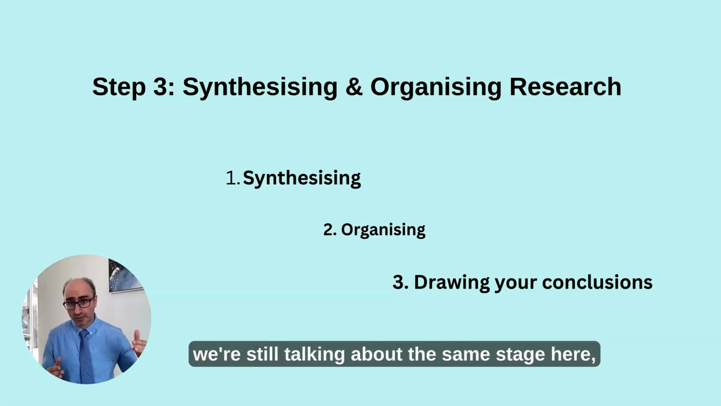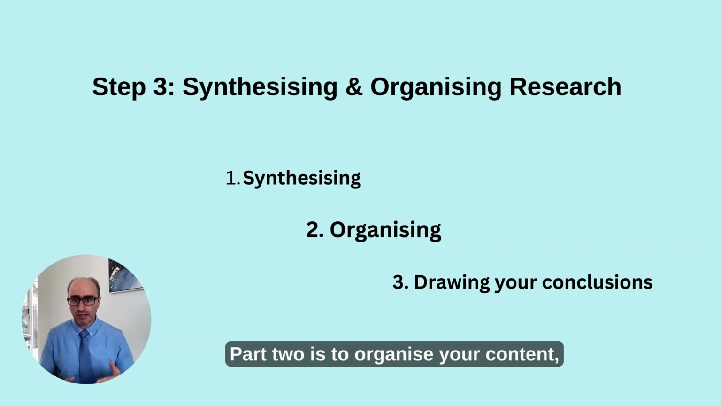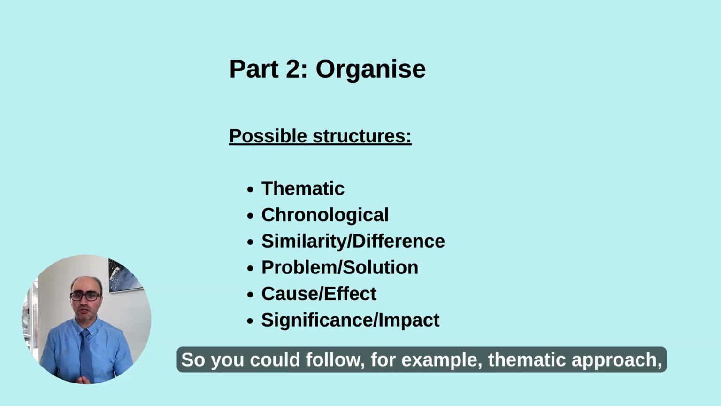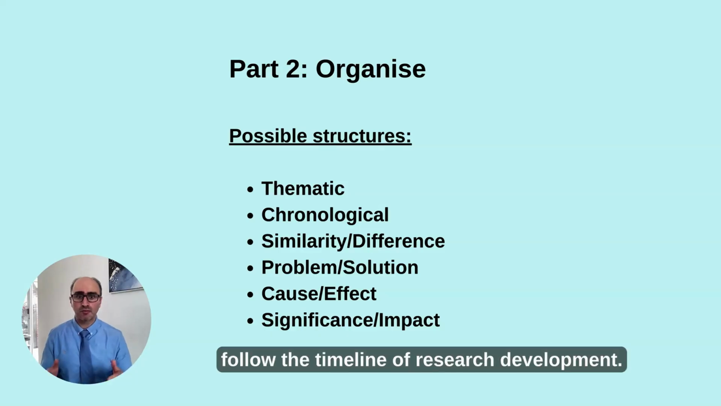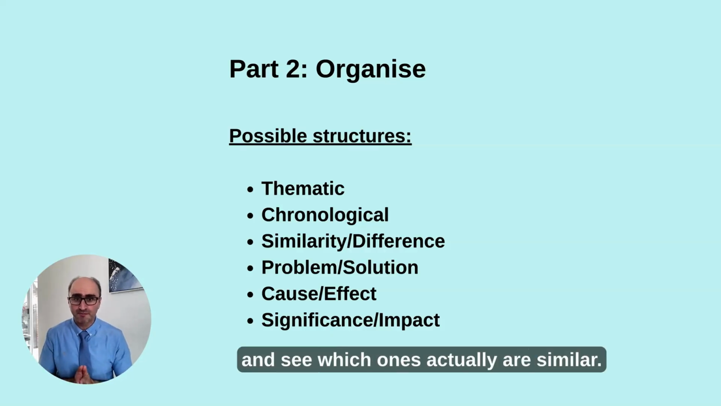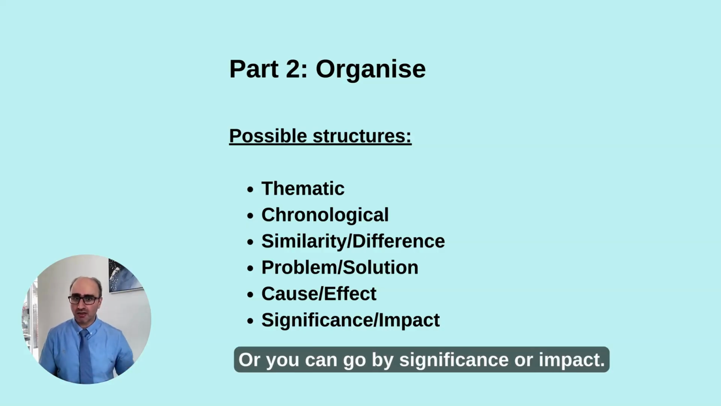So part 2, and remember we're still talking about the same stage here, synthesizing and organizing. Part 2 is to organize your content into themes or arguments. There are several ways you could structure your findings logically. You could follow, for example, a thematic approach, grouping by topic or concept, or chronological, following the timeline of research developments, or you can group your ideas based on similarities or differences. This would be comparing findings or viewpoints and seeing which ones are similar. It could be problem, solution, cause, effect, so you present issues and responses, or causes and outcomes, or you can go by significance or impact.